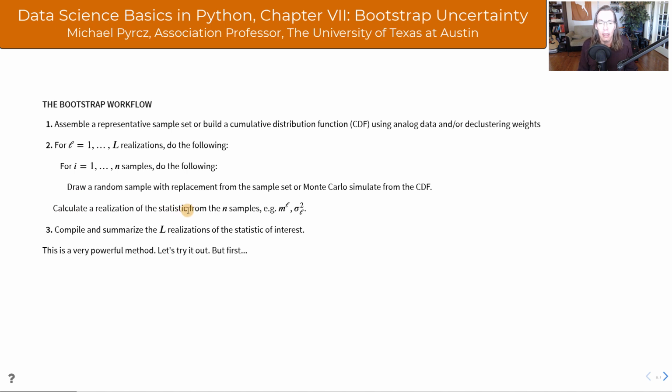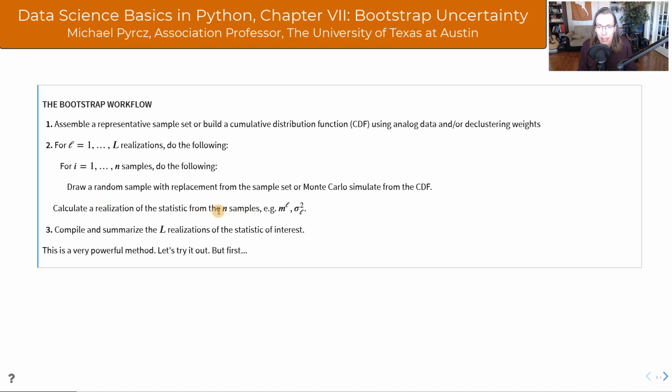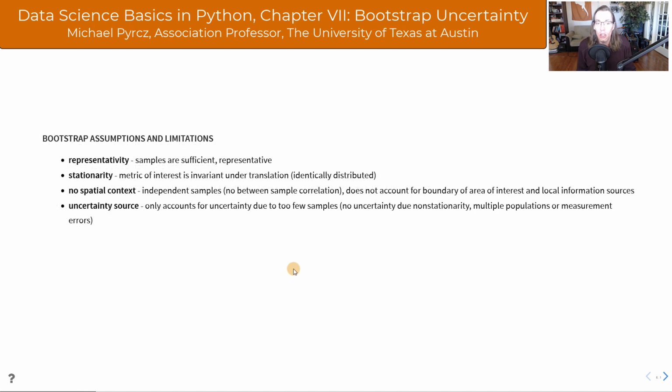We can now calculate a realization of the statistic from this realization of the data set. So that becomes our realization, whatever the statistic is, means, variance, doesn't matter. Then we repeat over all the L realizations. We'll go ahead and compile and summarize the L realizations of the statistic, and that's it, we're done. That's our uncertainty model for the statistic. This is very powerful. Let's try it out, but first, let's talk about the assumptions and limitations.